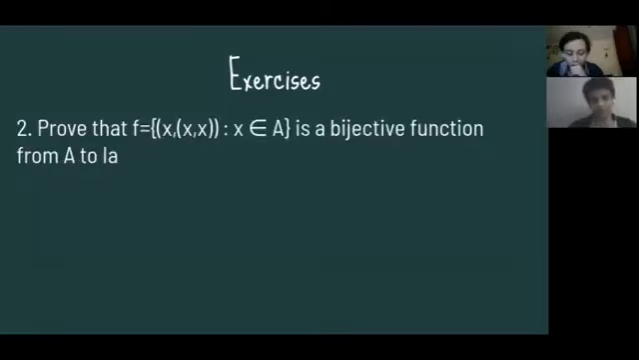The second exercise. Prove that f, here a function, is defined by the ordered pair x and the ordered pair of x and x, where x belongs to A. So prove that this is a bijective function from A to I of A. I of A is just the identity function for A, so it's just I of x equals x. So this is what I of A means here. You'll have about 2 minutes to think about it.